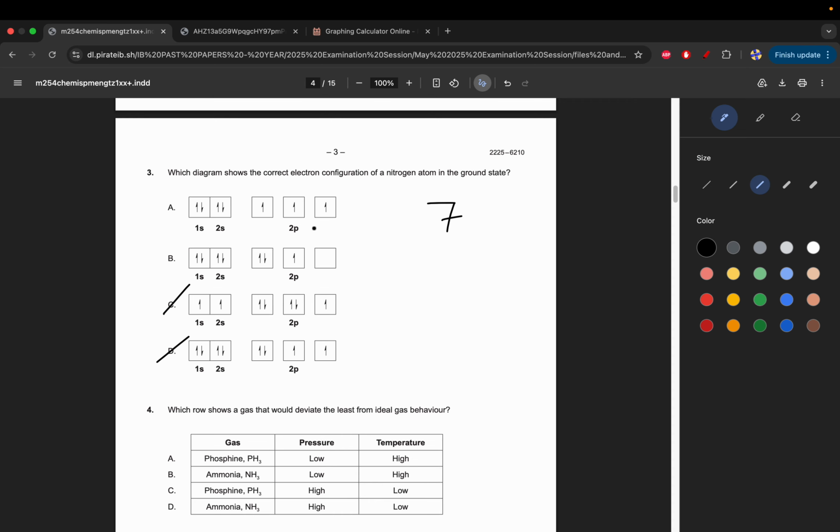Now, the difference between A and B is how they fill in the P block. And when we're filling in 3 electrons in the P block, we have to fill them in one at a time. So we have to go evenly. So now the answer choice is not B, and it's going to be A.